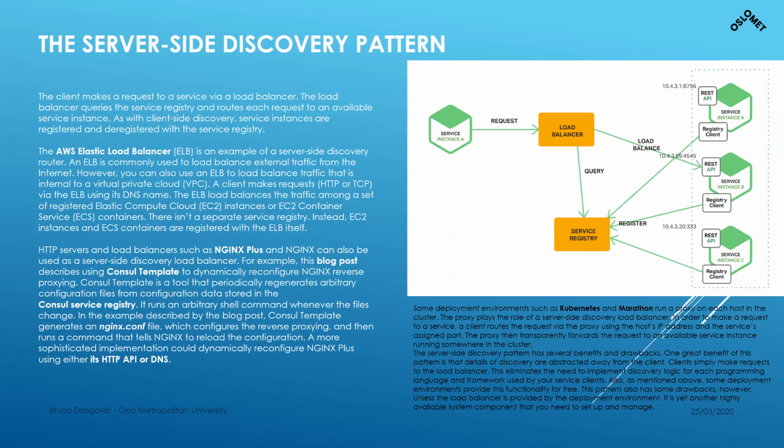Then you have the server-side discovery pattern. In these cases, most of the time you have involved some sort of reverse proxy or load balancer. For example, AWS, Amazon Web Services Elastic Load Balancer, ELB. That's an example of a server-side discovery. It's a router load balancer, and it balances traffic that goes to the instances from the internet.